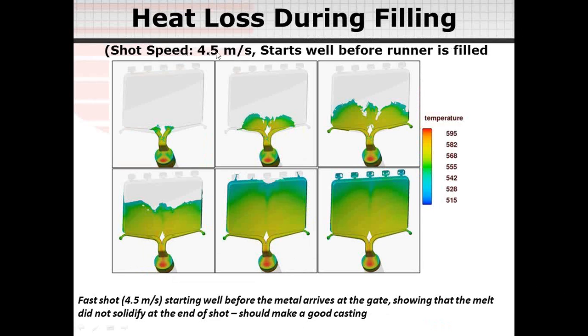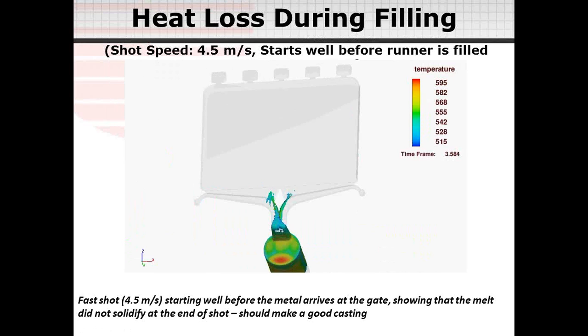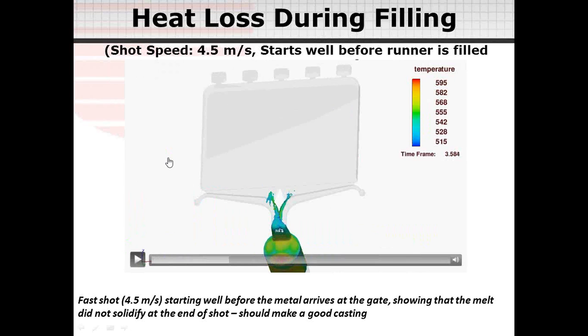We repeated the simulation with the tangential gate, but instead we start the fast shot very early. We started when the material is about at this point in the runner system, and it predicts that the material will not freeze over. And I think many of you in making very thin structural automotive parts have already found out, perhaps through experiments, that you absolutely cannot have any prefill if you are to make a quality casting.